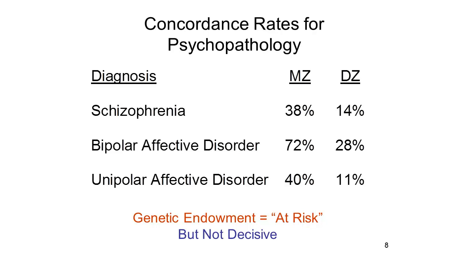But you'll notice that the MZ concordance rate is far from 100%, far from perfect. The genetic endowment does not cause schizophrenia or affective disorder. Rather, it leaves the individual at risk for these forms of mental illness. The genetic endowment is important, but it's not decisive for mental illness.